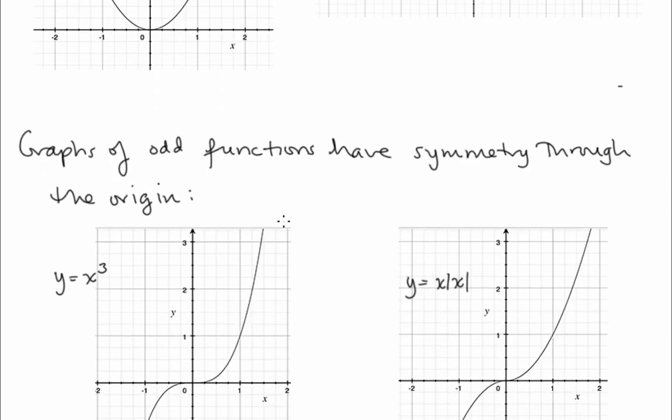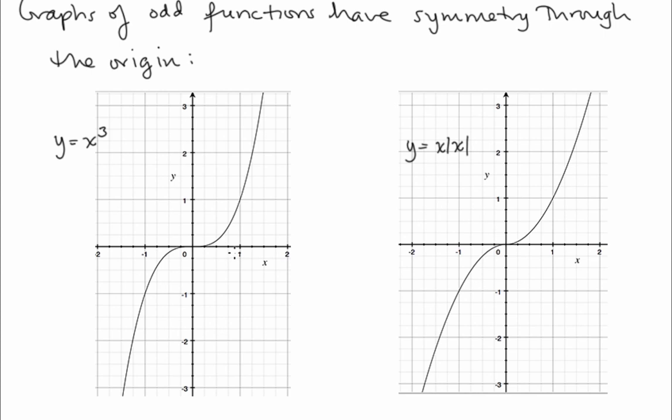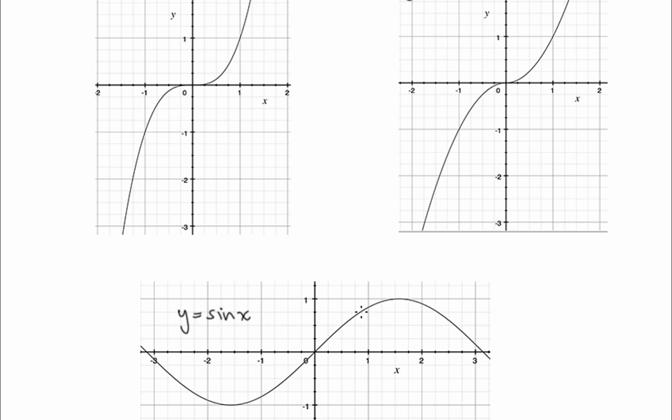Odd functions have symmetry through the origin, because now you're saying if you negate your x values, you then negate your y values. And so that'll give us symmetry through the origin. So here's y equals x to the third, and y equals x absolute x that we saw above. And also another example would be y equals sine x. And these are odd functions with symmetry through the origin.